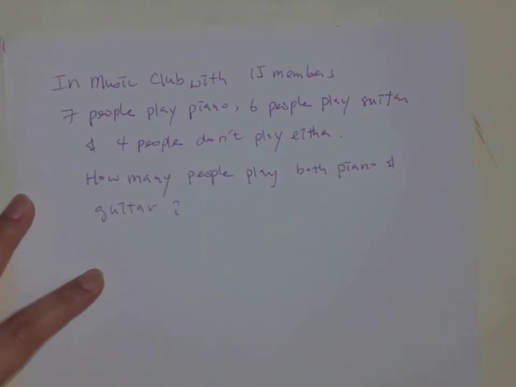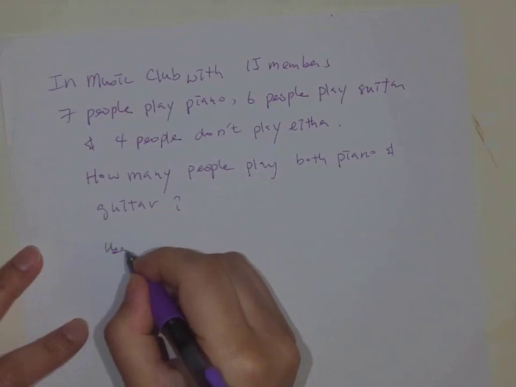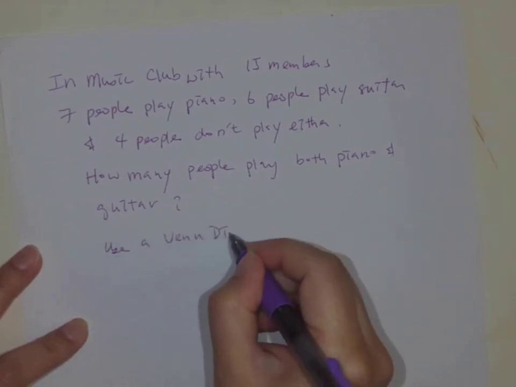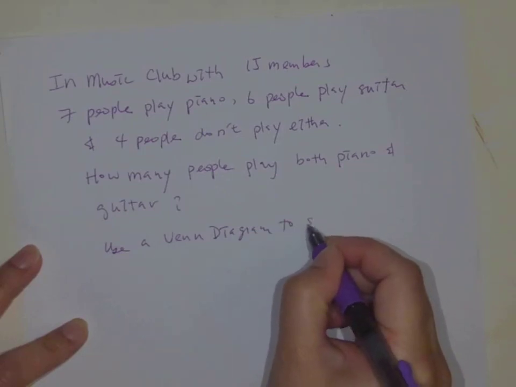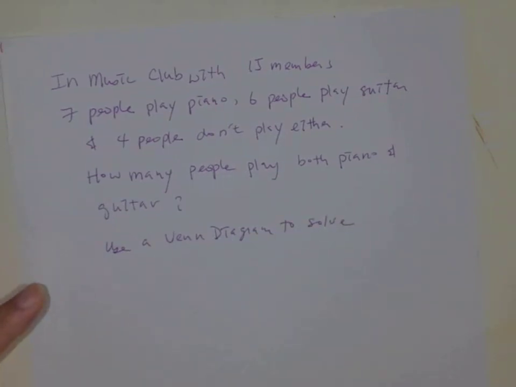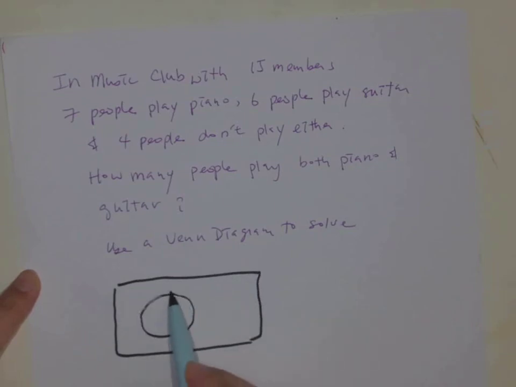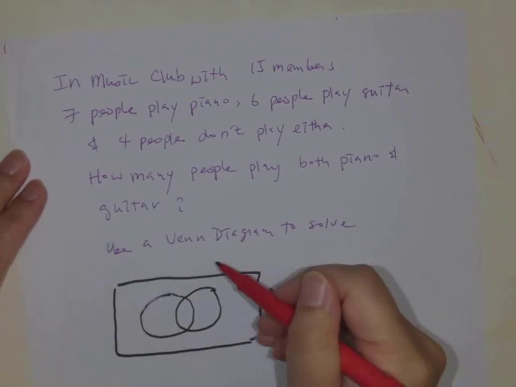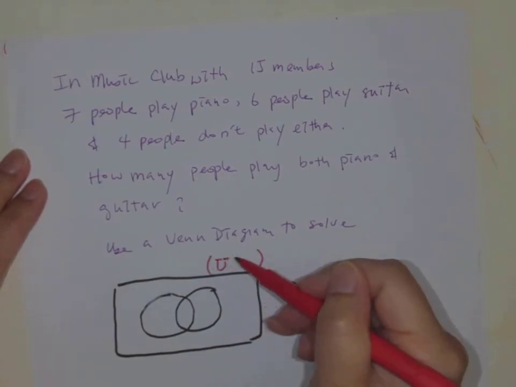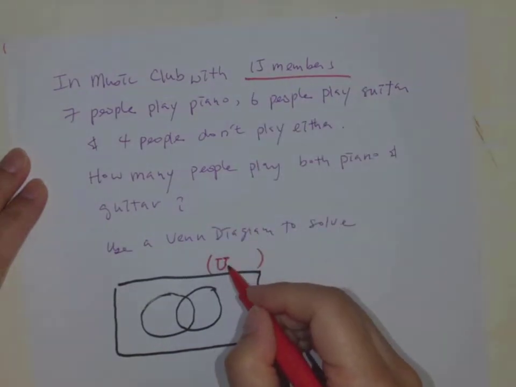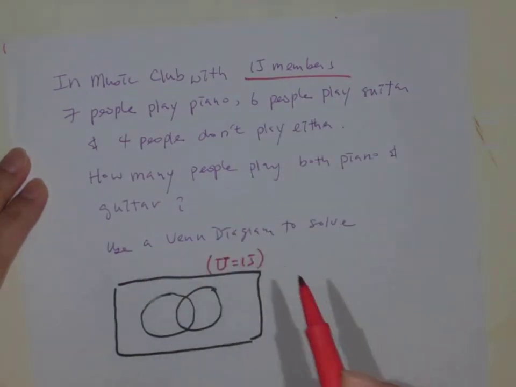Okay, so if that's the question and they ask you to use a Venn diagram to solve. Alright, so again, I'm going to need a rectangular box to represent my universal set. And I want you to think about the title. It looks like there's 2 major categories and they are overlapping. Okay, what do you think? The universal set have how many members? Universal set have 15 members, and this is about the music club, right?